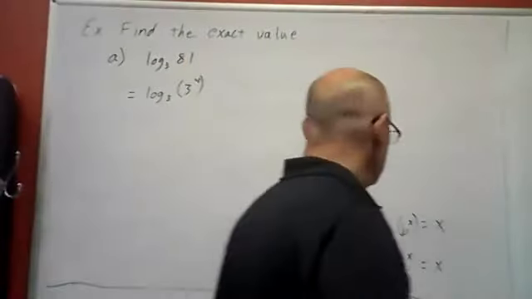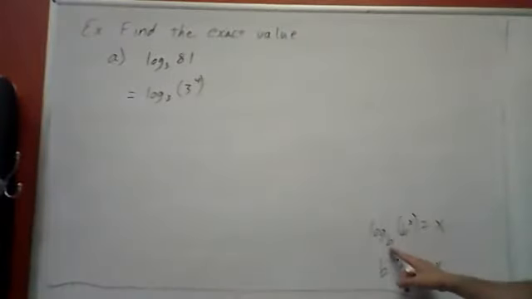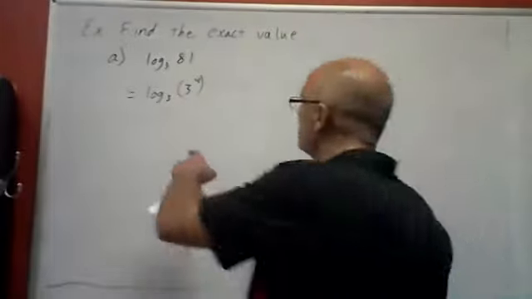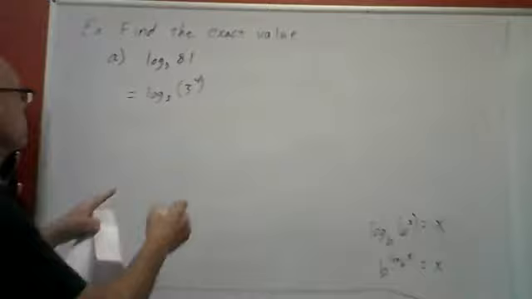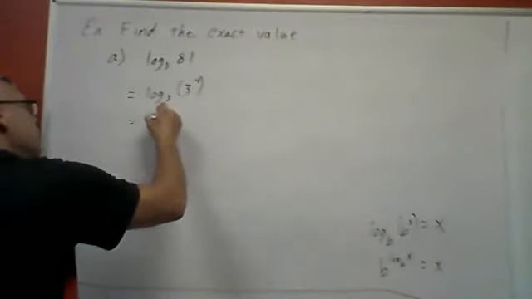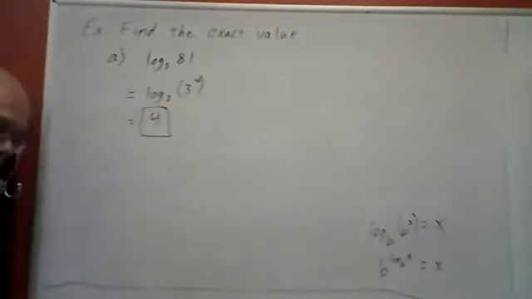What does this property right here tell me? It tells me if this base is the same as the base in the argument, in other words, is this 3 the same as the 3 in the argument? Sure is, so I can drop everything except what? The exponent here. Part B.